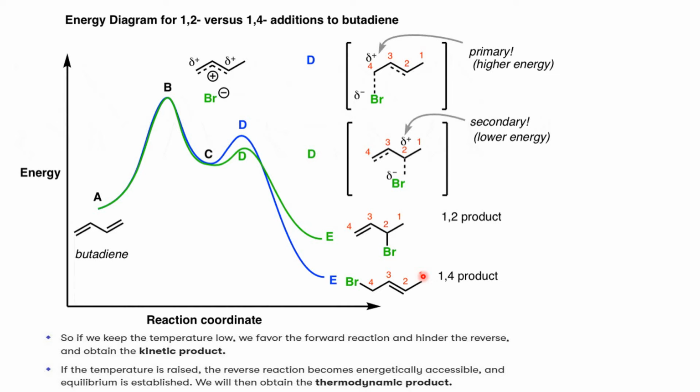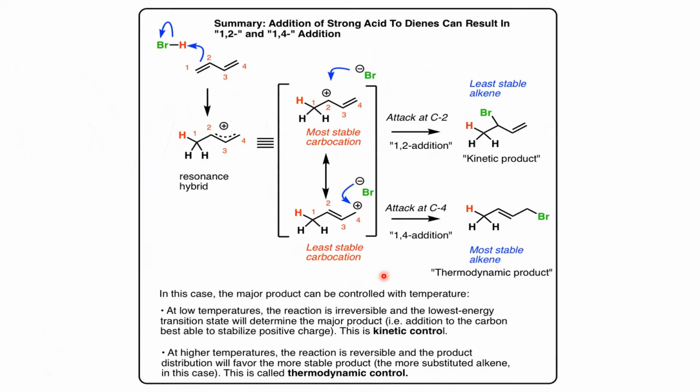So the thermodynamically controlled product is governed by the stability of the product, whereas the kinetically controlled product is governed by the stability of the intermediate, or you can say the activation energy, or the energy of the transition state, where the low energy transition state will lead to the product. That means we will get the 1,2 product where the activation energy is low. So this is the summary of 1,2 and 1,4 addition.